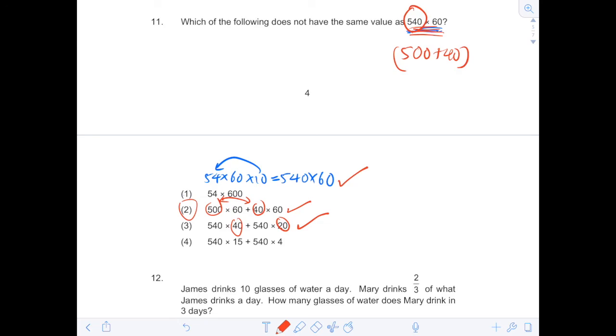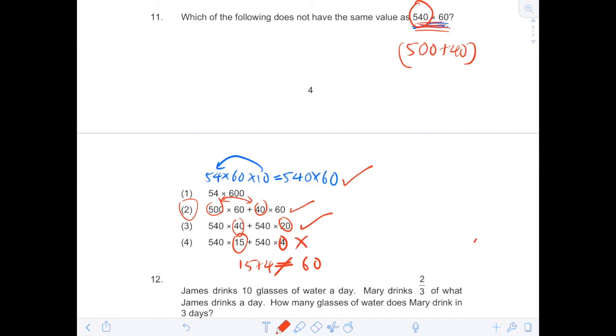Now the last one, you're getting 540 times 15 plus 540 times 4. So you're looking at the 15 and the 4 here. 15 plus 4 is not equal to 60. It's only equal to 19. So therefore, number 4 is wrong. And since they want you to find which one does not have, you're looking for number 4.